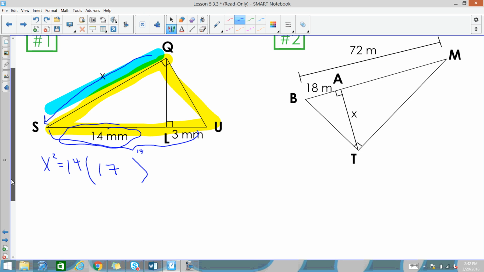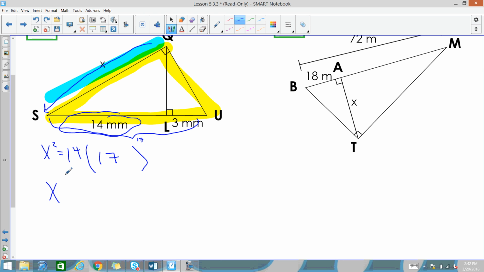And now what you're going to do is simplify. So you're going to get x squared equals 14 times 17 equals 238, and you'll take the square root. And here's the deal: 238 does not have a perfect square in it. How do I know that?